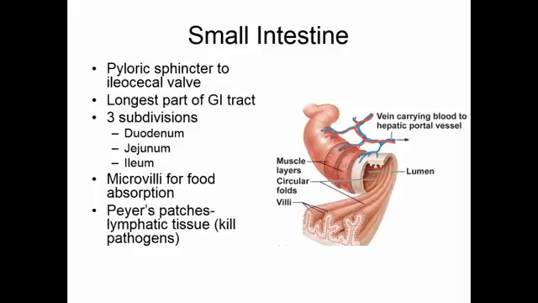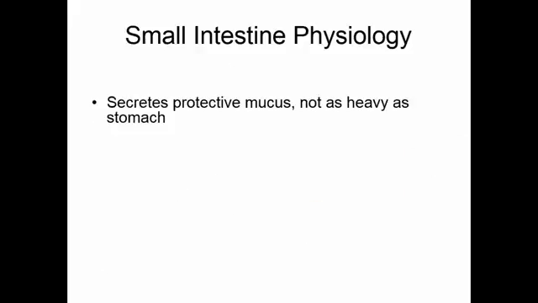Also, scattered throughout the small intestine will be MALT tissue, the Peyer's patches. These lymphatic patches will help kill any bacteria that may try to enter the body through the intestinal wall. Once the food gets here, it has been so mechanically broken down and so chemically broken down that it's about the consistency of a milkshake. We call it chyme. The small intestine also secretes protective mucus.